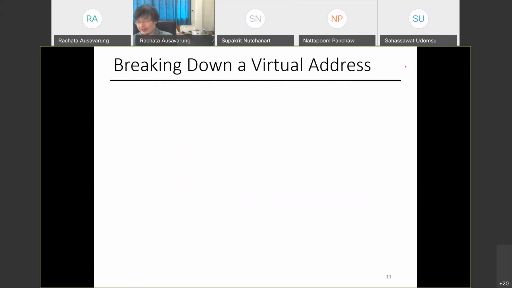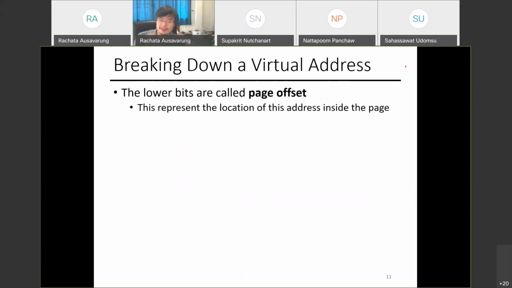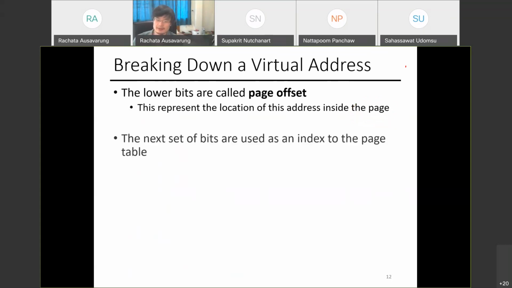Virtual address works the same way. The lower bits are called the page offset. Right? This represents the location of the address inside a page. This page offset tells you which byte inside the page you're looking at. The next level of bits would be used to index into a page table.